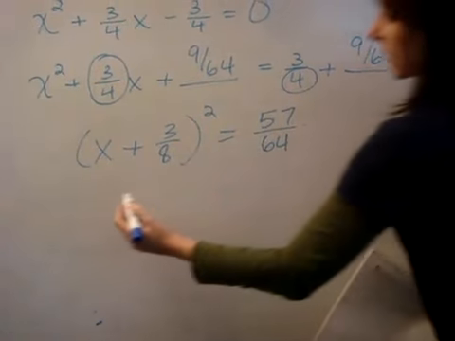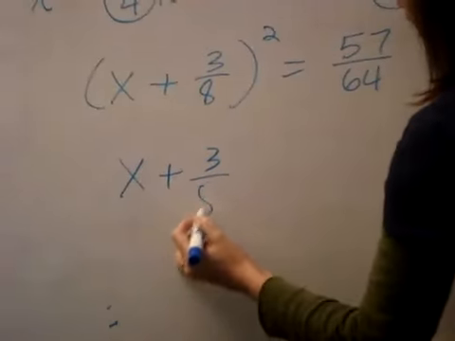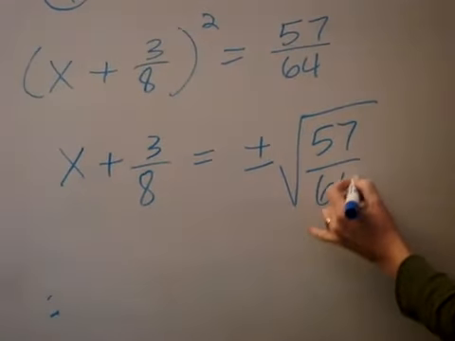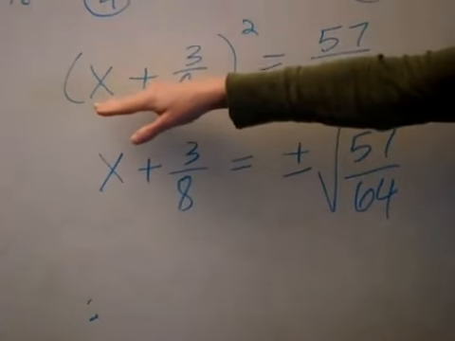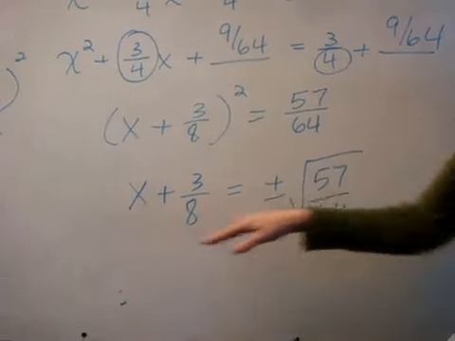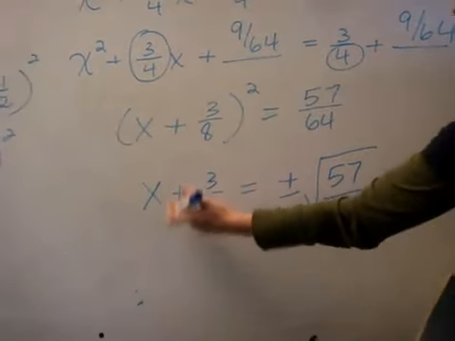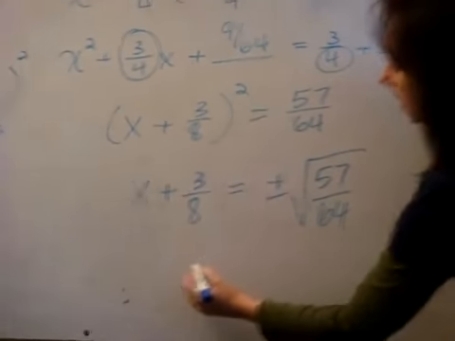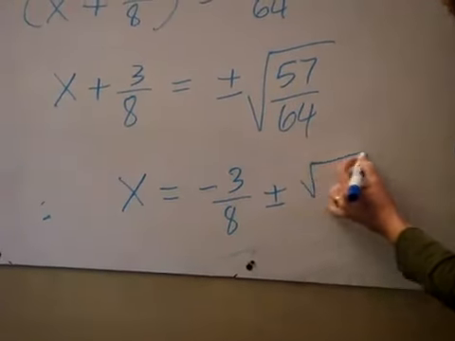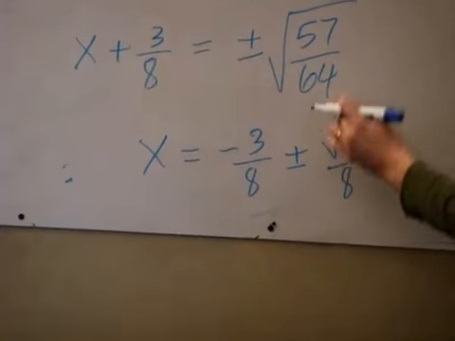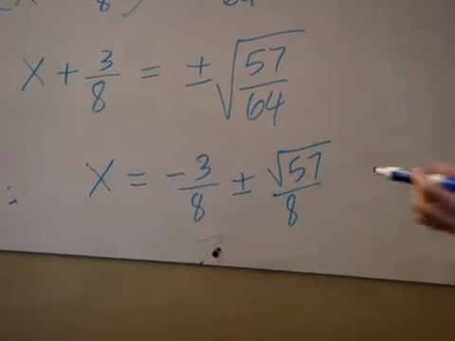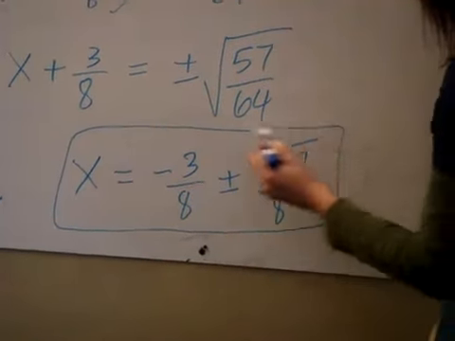Now we take the square root of both sides, so we get x plus 3/8 equals plus or minus the square root of 57/64. By taking the square root, it frees what's in the squared term, and that's what we get. And then you have to remember the plus and minus. Now we just have to bring the 3/8 to the other side. So we get x equals -3/8 plus or minus the square root of 57 over 8. The square root of 64 is 8, so we don't want to keep it under the radical when it can be simplified. And that is an ugly answer, but it's the right answer.